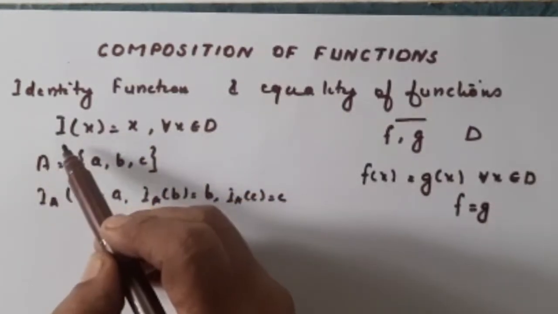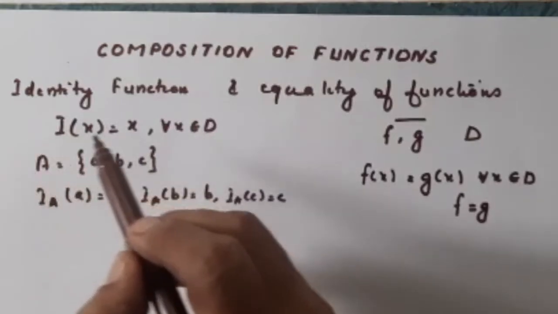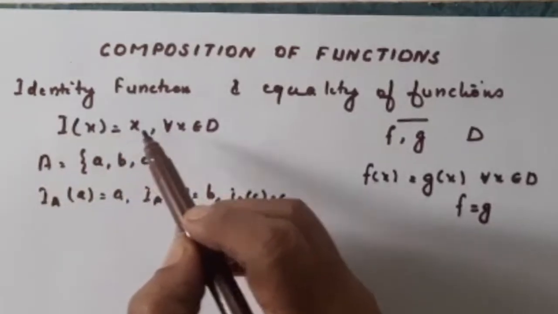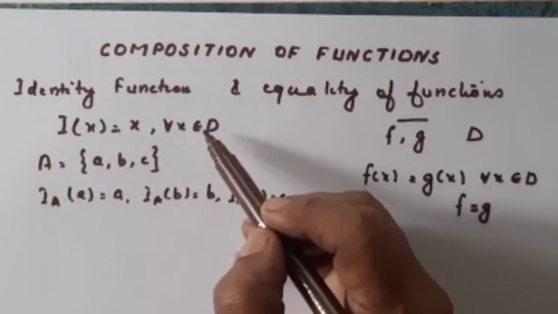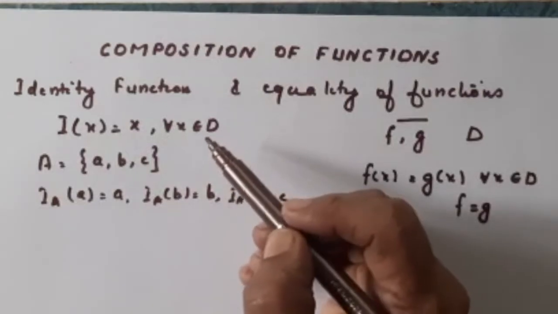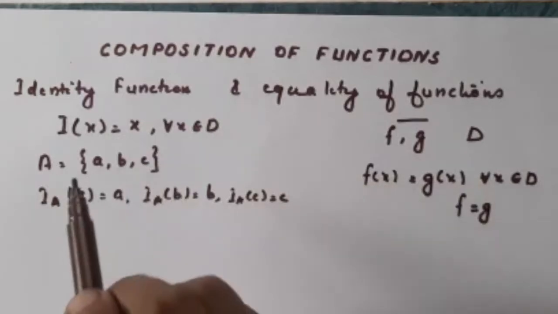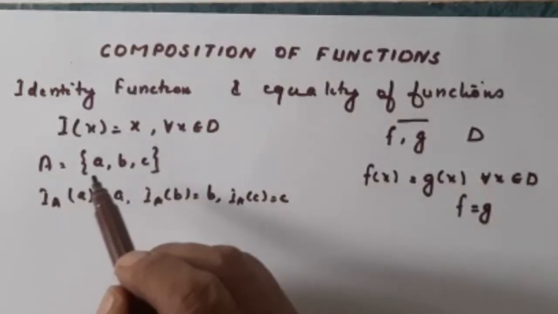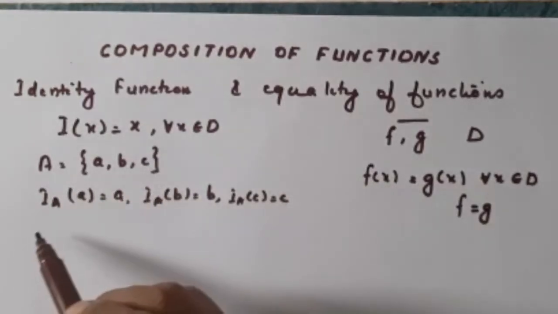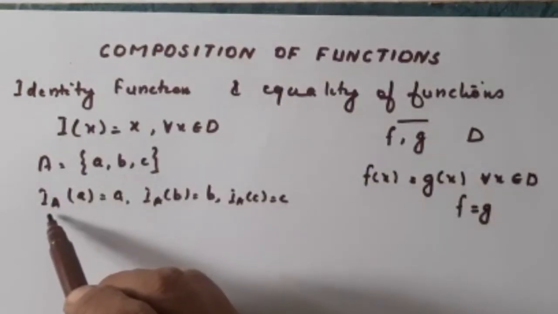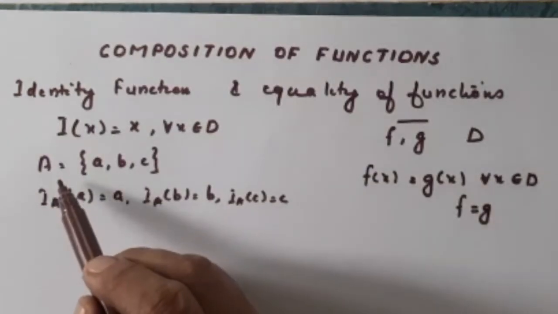And how can it be defined? I of x equals x itself, for all x belonging to the domain in which this function is defined. It can be defined on any set. For example, let capital A equal the set {a, b, c}, and I_A is the identity function defined on the set capital A.